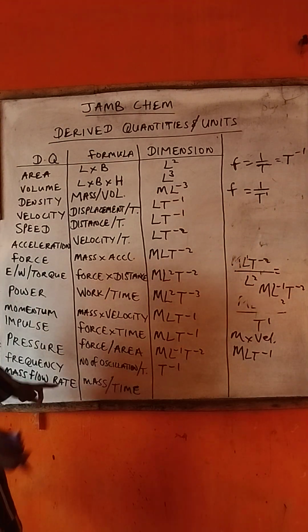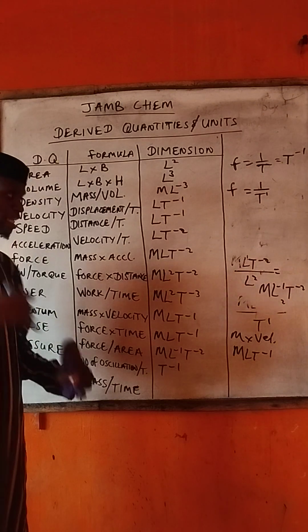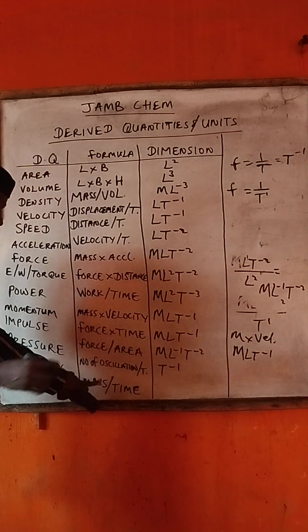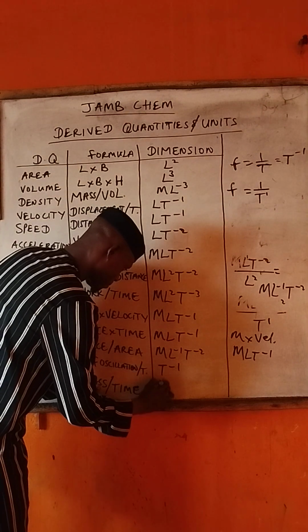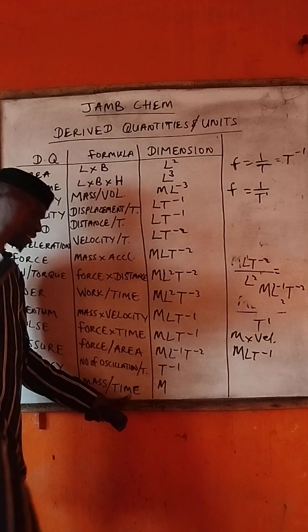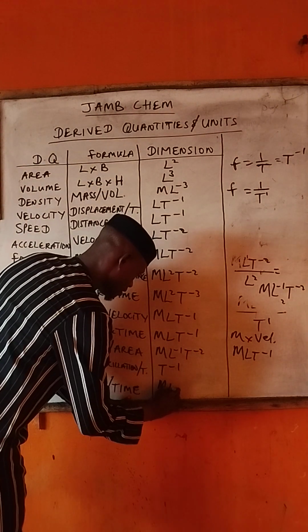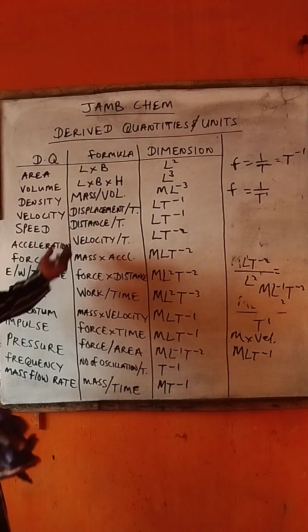The final one here is mass flow rate. The mass flow rate is mass over time. The dimension for mass is M and the dimension for time is T, so this is MT raised to minus 1. That's all. Very simple.